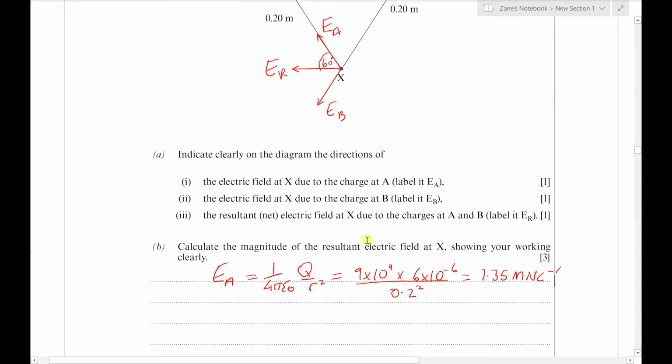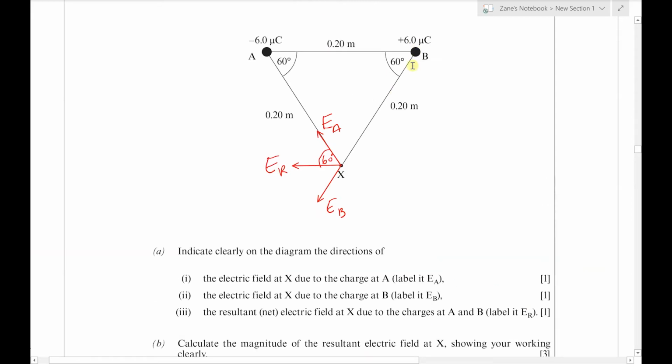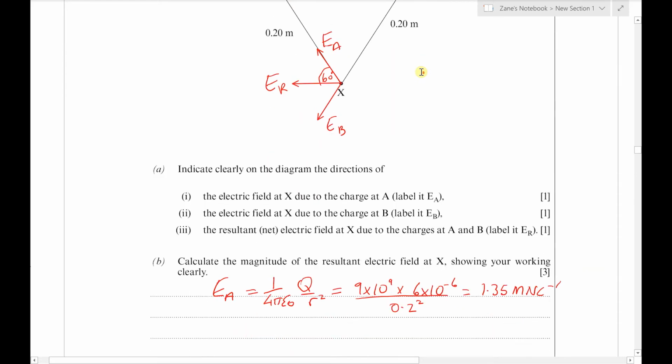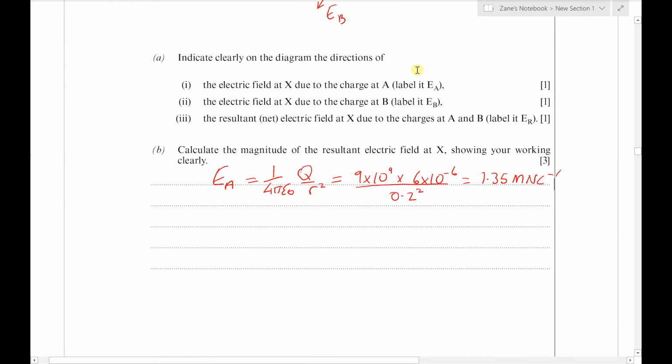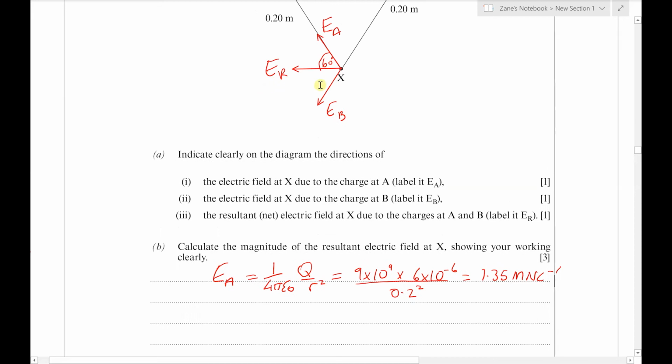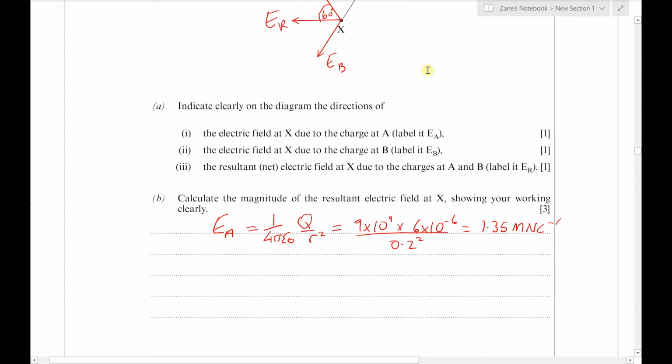Now EB is going to be exactly the same size because it's the same distance away from a numerically equal charge, a +6 and a -6 of exactly the same microcoulombs in terms of their modulus, if you like. So EB will be exactly the same. Now if we wanted to find ER, one way of doing it would be to add together two lots of EA, the 1.35 times 10 to the 6 newtons per coulomb, times cos 60, adding the two horizontal components together. So let's do it that way, and then I'll mention a quicker way that we can do it.